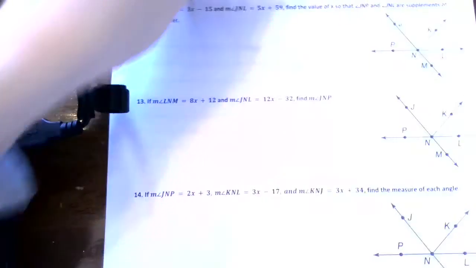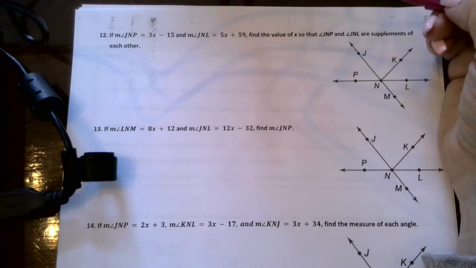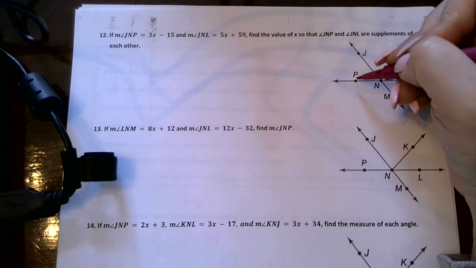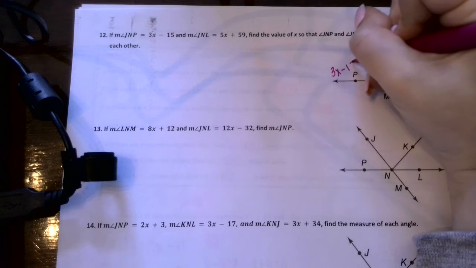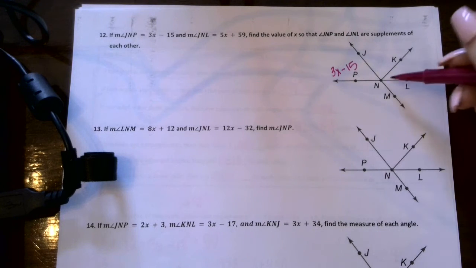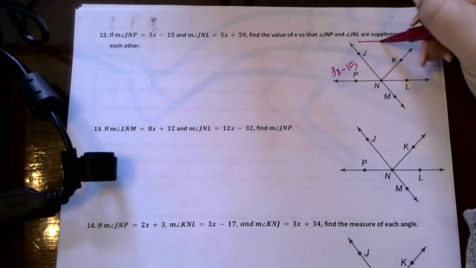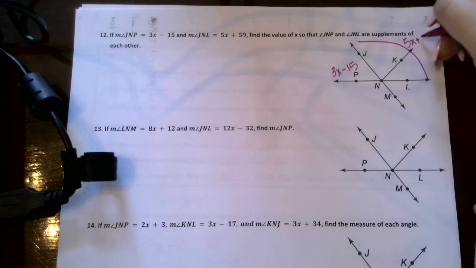Okay, and then if we go to the last page, again, these are going to be similar problems, just different things that you will be given each time. So here it says JNP. So JNP, remember the middle letter is the angle that you're referring to. So this is 3x minus 15. And JNL, so JNL is going to cover this whole angle, is 5x plus 59.